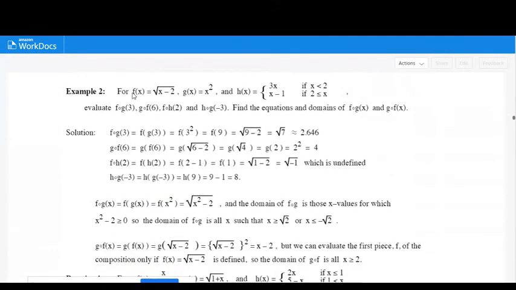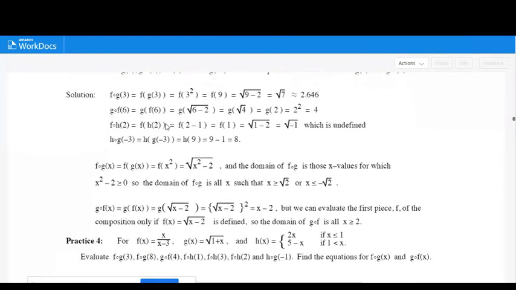So yan, yung composition of function. So for example, f of x equals the square root of x minus 2. G of x naman is equal to x squared. And h of x is 3x if x is less than 2, and x minus 1 if x is greater than or equal to 2. So evaluate f of g of 3, g of f of 6, f of h of 2, and h of g of negative 3. Then find the equations and domains of f of g of x and g of f of x.